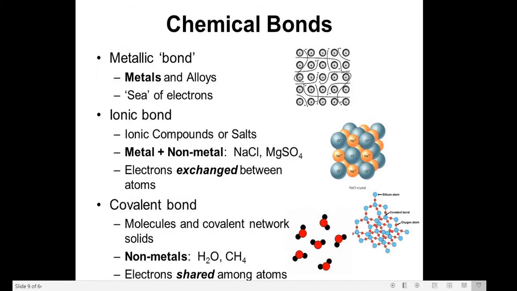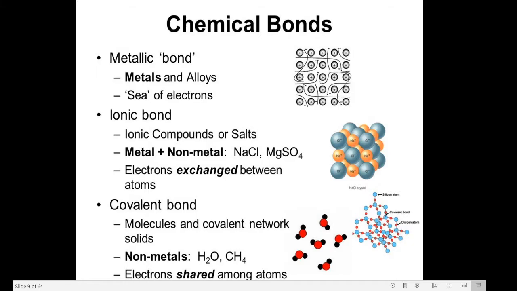Then what is an ionic bond? That is salts making the interaction, so a metal and non-metal compound interaction. The metallic bond is made only between two metals. The ionic bond is made between a metal and a non-metal molecule. That non-metal compound may be a salt, like NaCl or MgSO4. There is an electron exchange between the atoms. Ionic bonding is made because of the electron exchange.